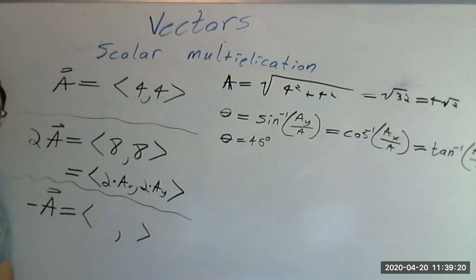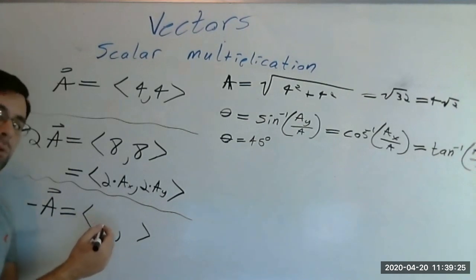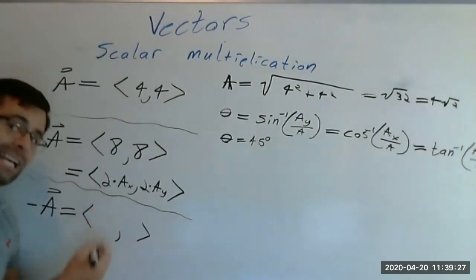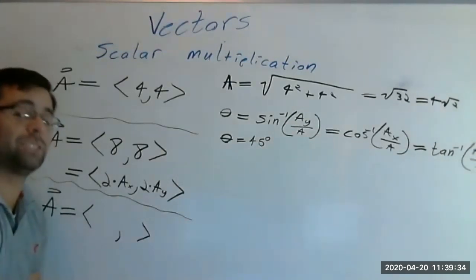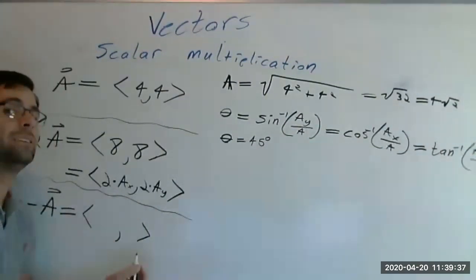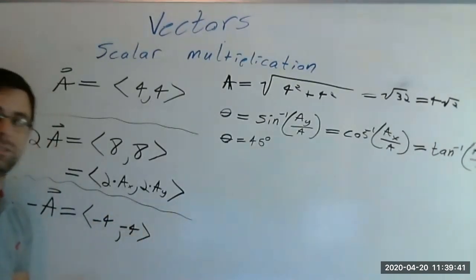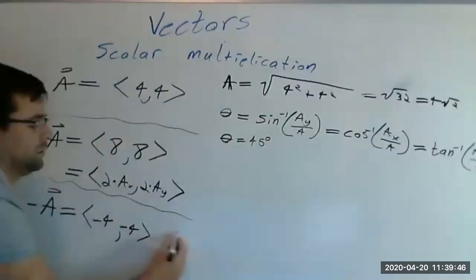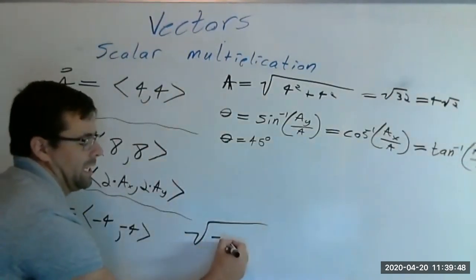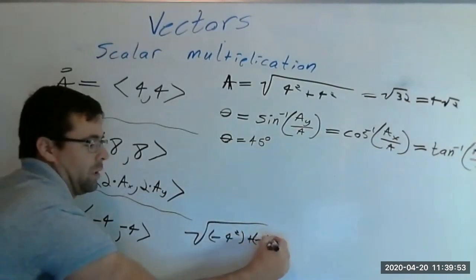Is it just going to be AX and AY? That would just be A. What is negative A? Negative AX, negative AY. Which is -4, -4. Very good. So this does not change the magnitude, because the square root of -4 squared plus -4 squared.